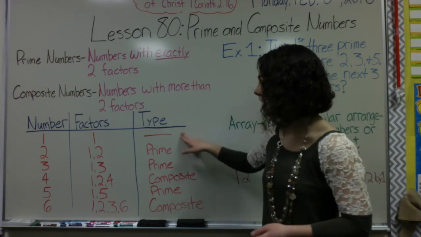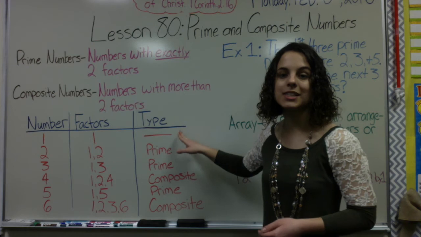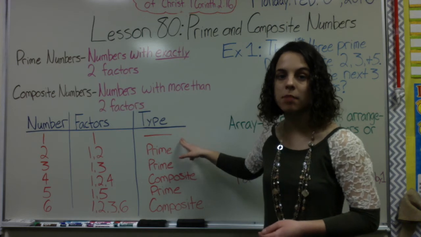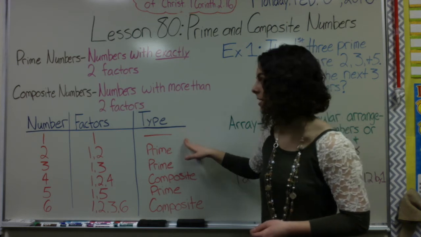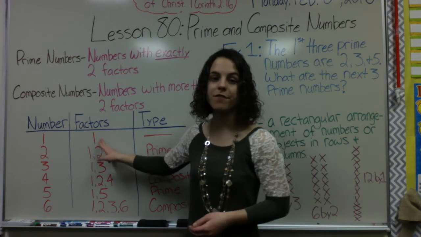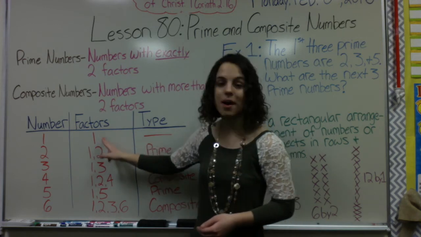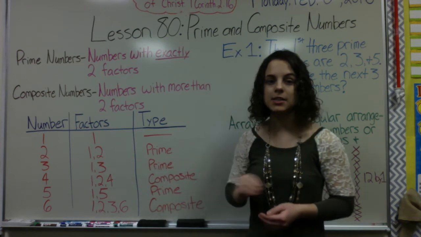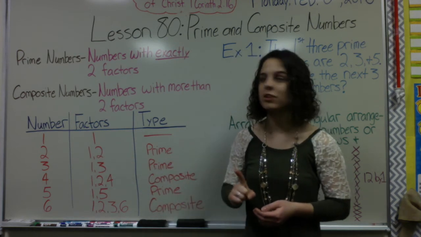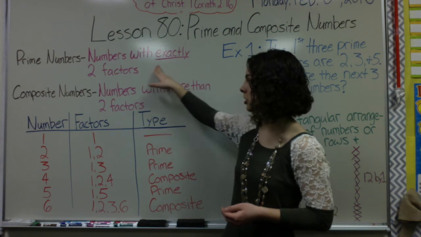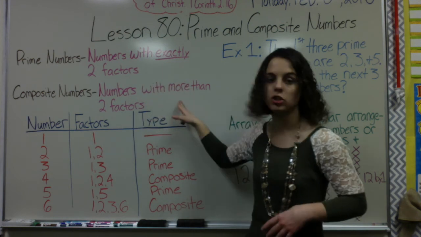Now notice here, 1 is the only number that is neither prime nor composite. It only has 1 factor, which is itself. So 1 is the only number that is not prime and it is not composite because it has 1 factor. So it doesn't fit under exactly 2 factors and it does not have more than 2 factors.